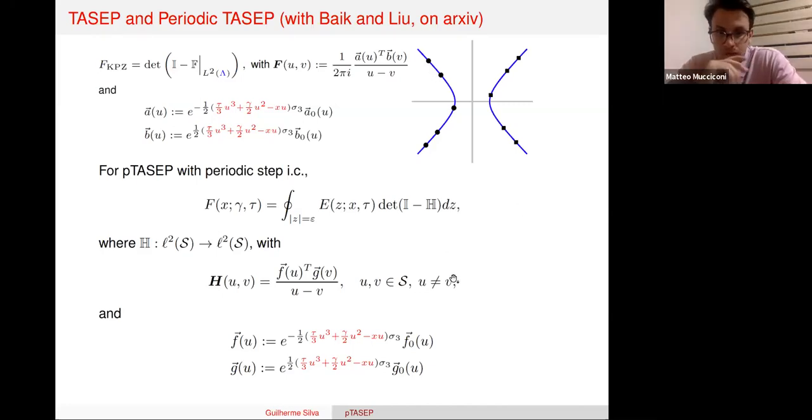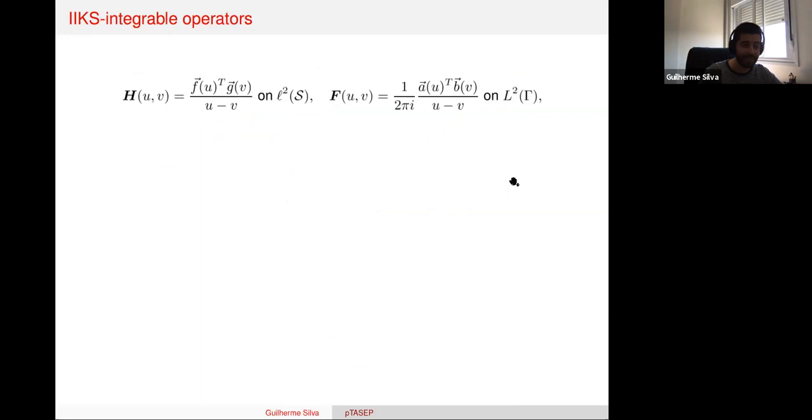Okay, there's this new representation. So we have lots of different representations, and the point is, what do we do with that, right? But I want to highlight this feature. So here I'm just copying and pasting. H is the one for the periodic TASEP that acts on a discrete space, and F is the one for the non-periodic TASEP, which acts on a continuous space. And the structure is the same, right? They're sort of inner products of functions.